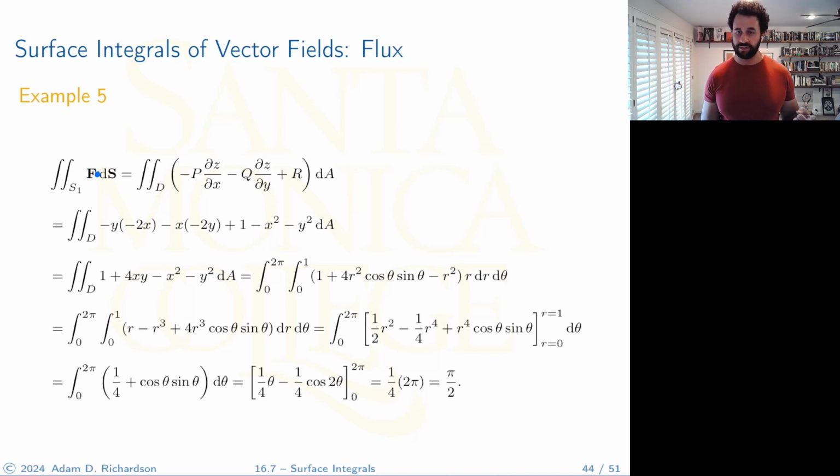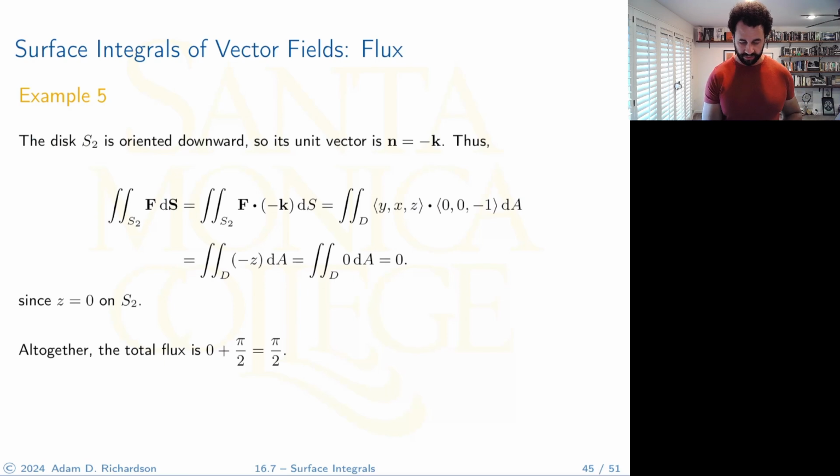Now we need to do the surface integral over the disk itself. So the disk S2 is oriented downward. That's the outward normal vector, right? So the outward normal unit vector is negative k, straight down. Okay, another dot missing right there.